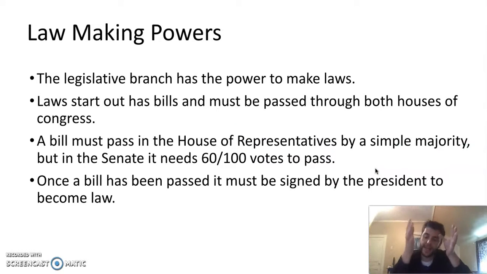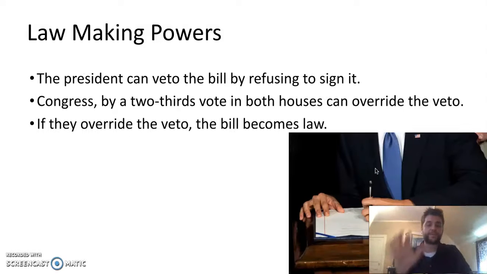Now, the legislative branch specifically has all the powers to make laws. Laws start out as bills and must be passed through both houses of Congress. A bill must pass in the House of Representatives by a simple majority, but in the Senate it needs 60 out of 100 votes to pass. Once a bill has been passed, it must be signed by the president to become law.